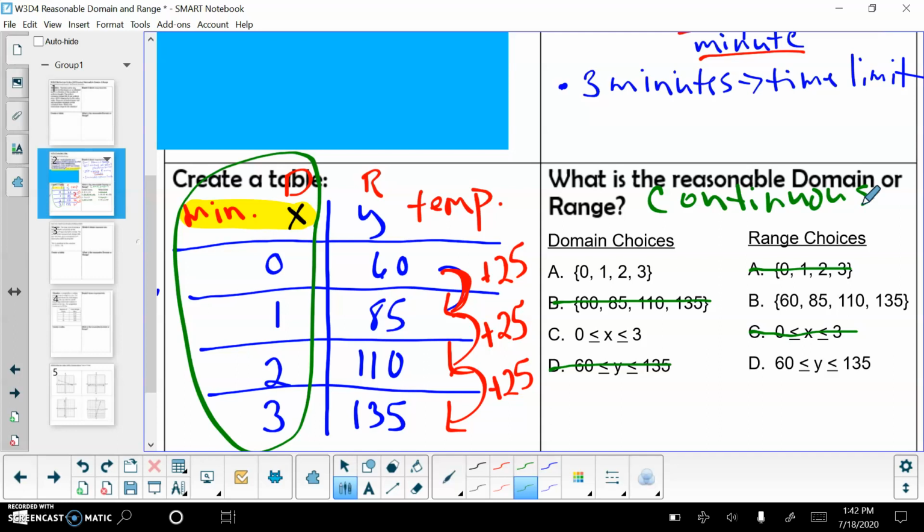So just writing a list like on A would be incorrect, okay, because you need all the minutes in between. So since this is continuous, the correct answer would be all the numbers in between and including 0 to 3, or all numbers greater than or equal to 0 and less than or equal to 3 as far as minutes go. And if the domain is continuous, so is the range, because the domain controls it. So I'm going to mark off the one that was discrete, and it's this one. It's all the temperatures starting at 60 degrees and up to and including 135 degrees.